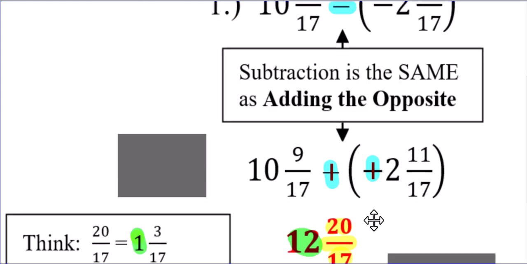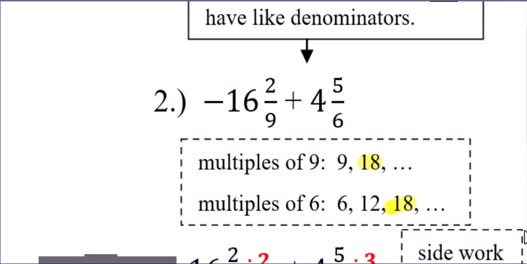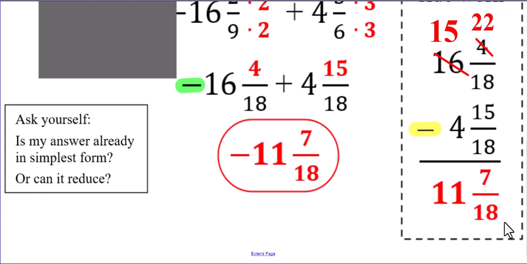And back to problem number 1, 3 is divisible by 3 and 1, that's it. Well, 17 is not divisible by 3. If that was 18, then I could reduce the numerator and denominator both by 3. But that's not the case here. So both of these answers were already in simplest form.